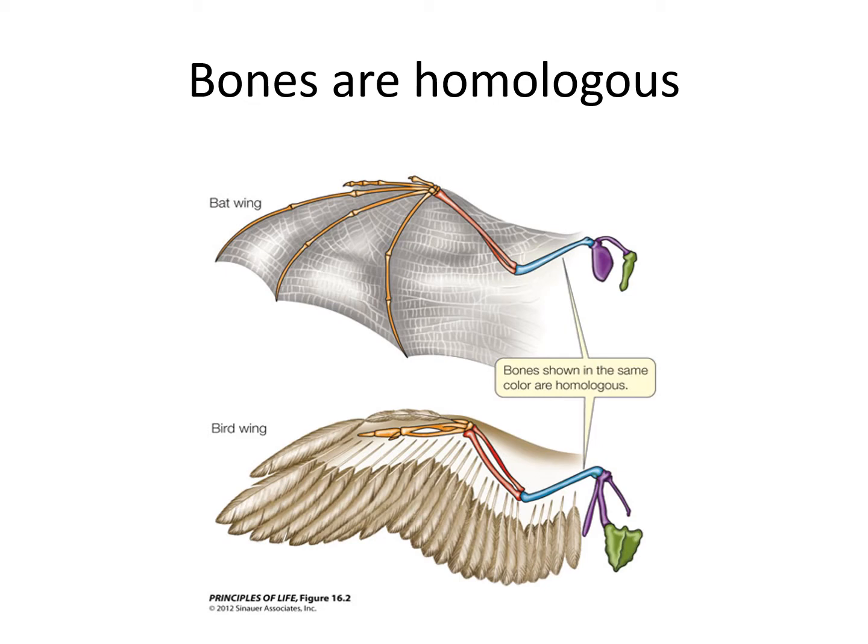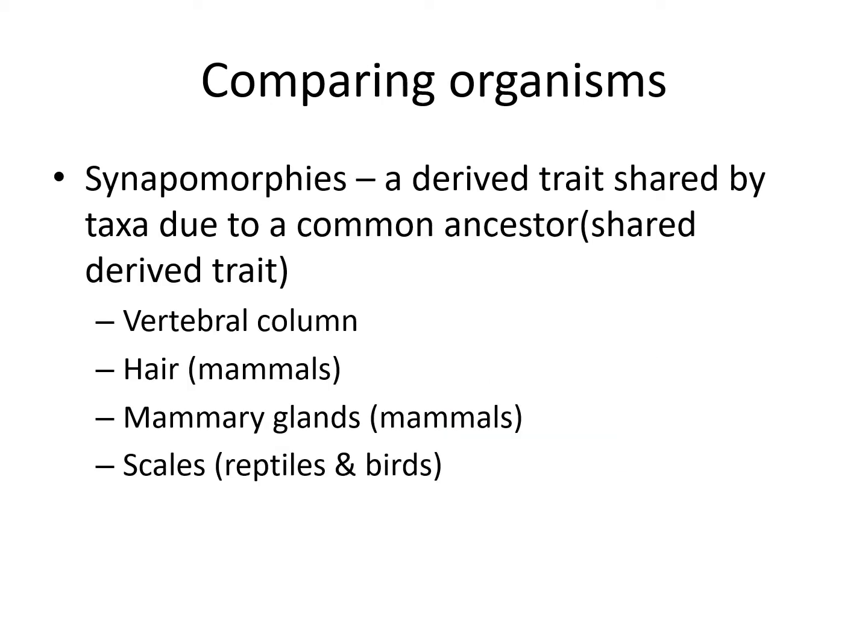The colored ones, they came out at the same time in a common ancestor. And anytime we have a derived trait that is shared by more than one taxon, we call that a synapomorphy. Synapomorphy literally means a shared derived trait. And here's a couple examples of synapomorphies that we see in organisms today.